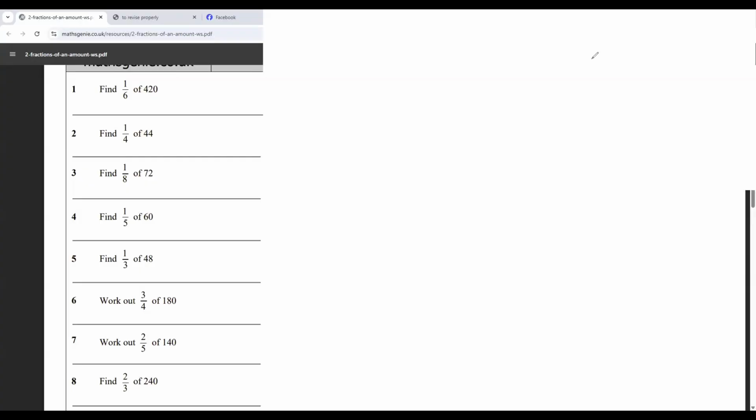Everybody, welcome to 5 Minute Maths. Let's try and get this topic done in under 5 minutes. So the topic in question is fractions of an amount.